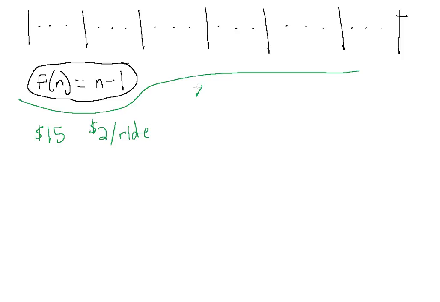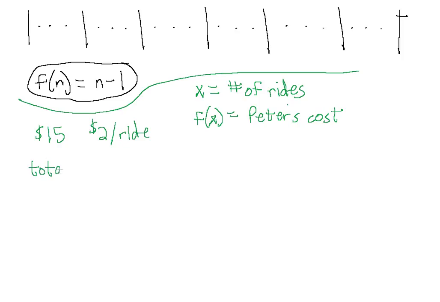So let's go ahead and define our variable x. X is going to be the number of rides that Peter goes on. So f of x is going to equal Peter's total cost. His cost is going to be a function, or it's going to be dependent upon how many rides he goes on. So most of this function notation is fairly intuitive. So let's write our total cost in word form first, just so we can fully understand this.